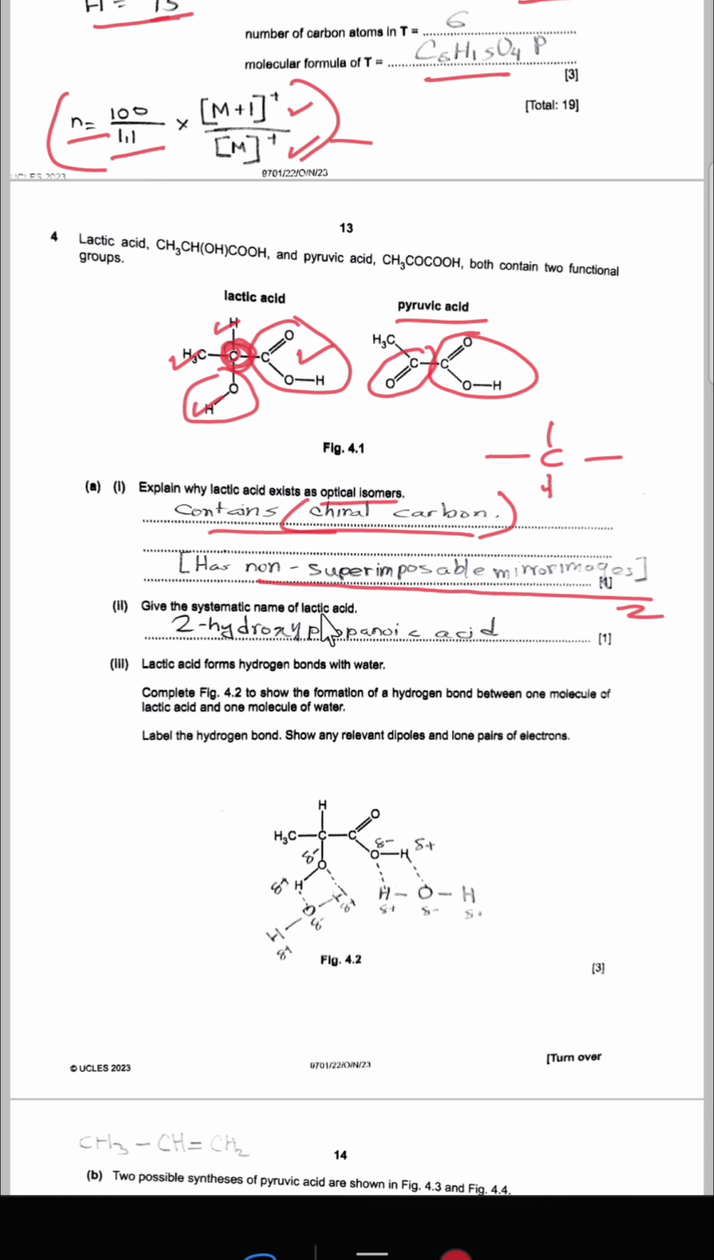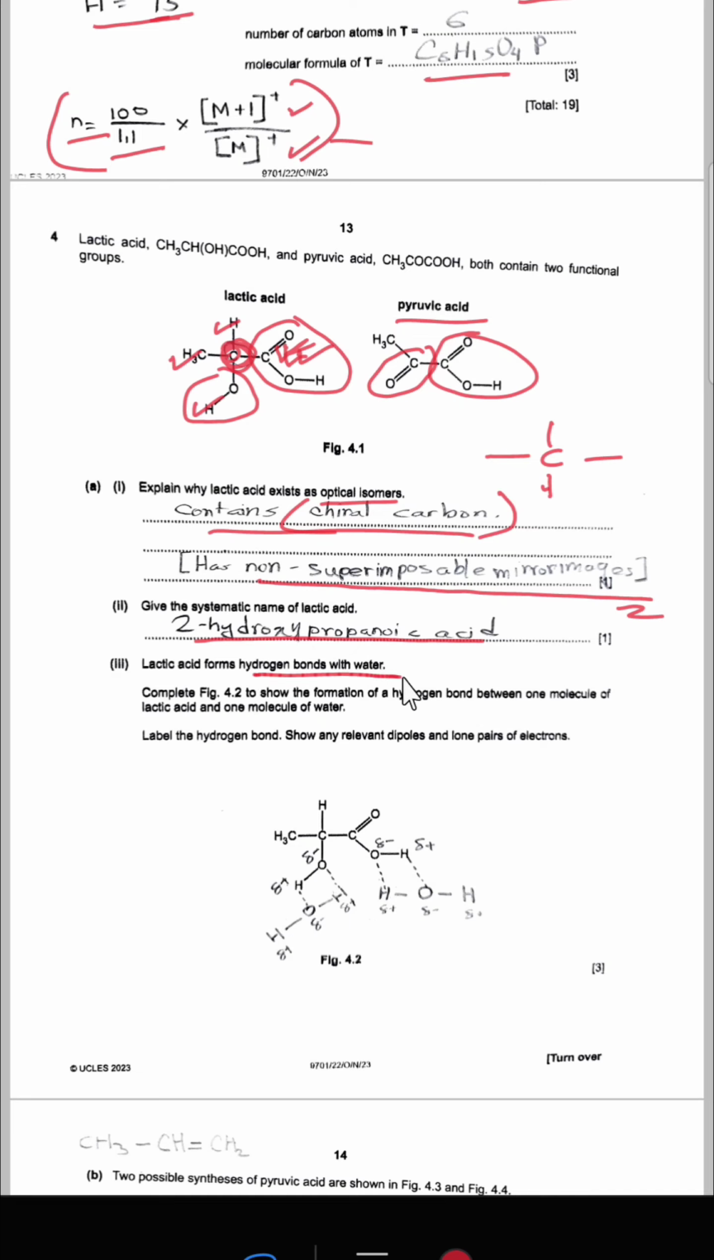Then give the systematic name of lactic acid. So for lactic acid, as we can see that there are 3 carbons, so meth, eth, prop. So propanoic acid, and as there is a hydroxyl group, we start counting from the more complex group, that is COOH. This is the more complex group. So from 1, 2, so 2-hydroxypropanoic acid, 2-hydroxypropanoic acid.